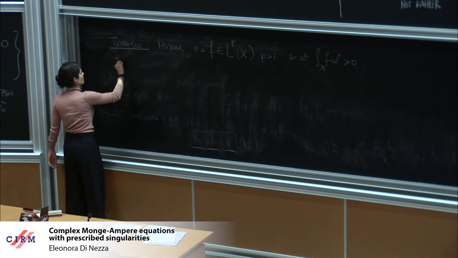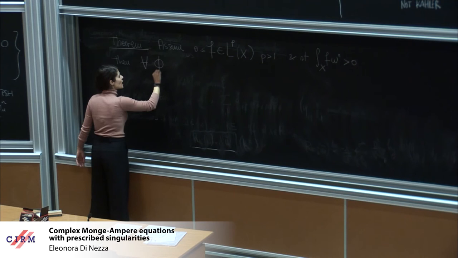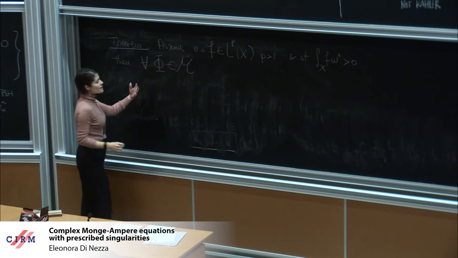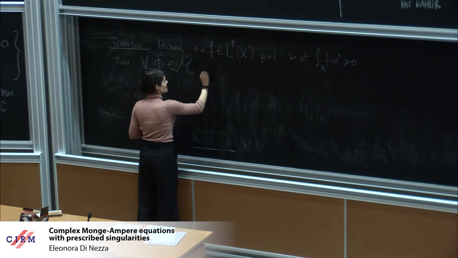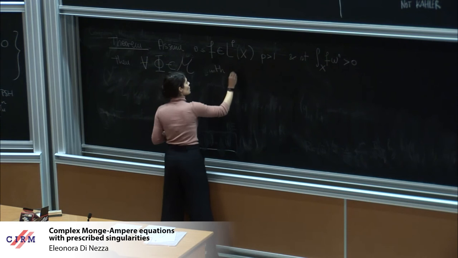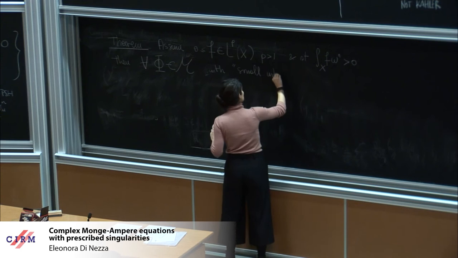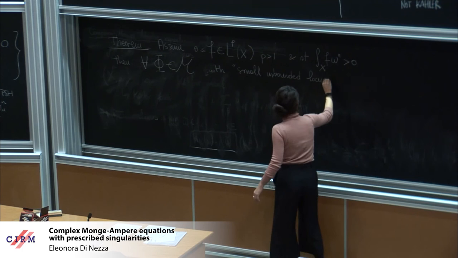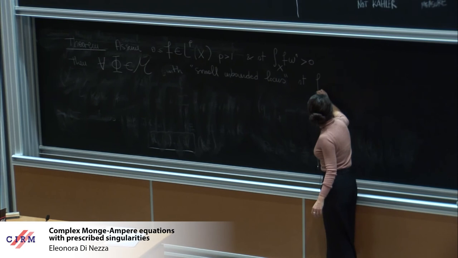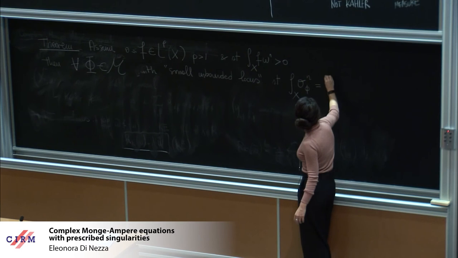Then for any potential phi in this subset M, this maximal potential, with also small unbounded locus, this is a technical condition, let me just write it down, I will explain later, such that the integral over X of the total mass of this is equal to the integral over X of f omega^n.